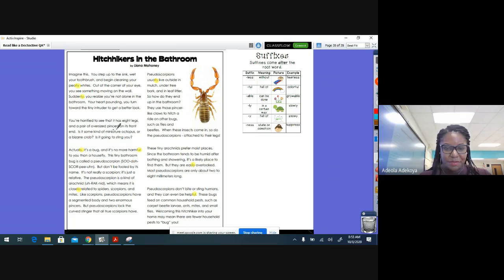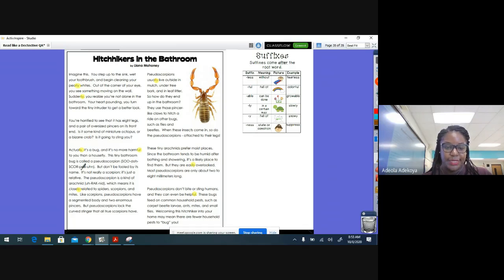Is it some kind of miniature octopus or a bizarre crab? Is it going to sting you? Actually, it's a bug, and it's no more harmful to you than a housefly. This tiny bathroom bug is called pseudoscorpion. Pseudoscorpion. Right here is a pronunciation to help me, especially if I don't know how to pronounce it.